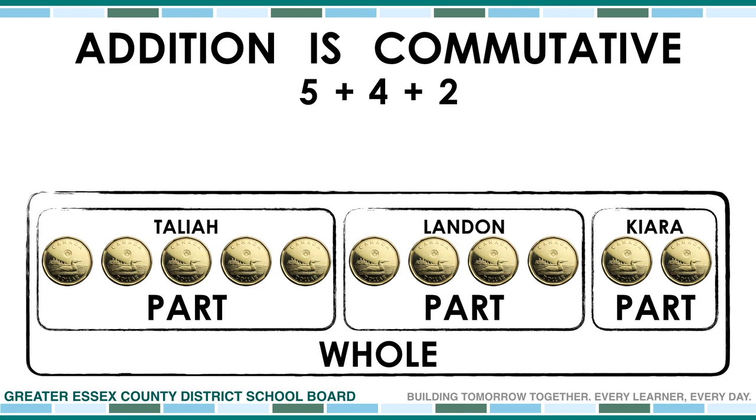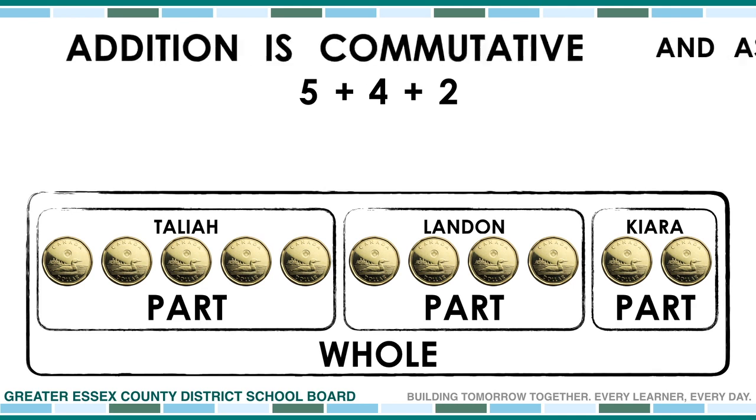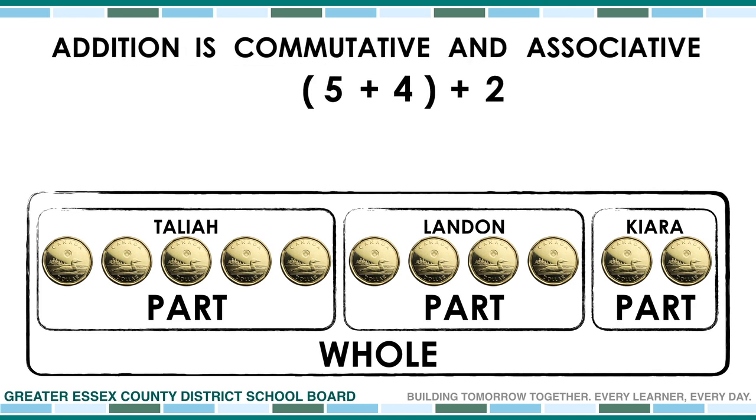For example, some people like to take care of larger parts first and then deal with smaller parts later. Like in this case, starting with 5 loonies and then adding the next largest part, in this case 4 loonies. We can then add those 2 parts to get 9 and then add on the last 2 loonies later.